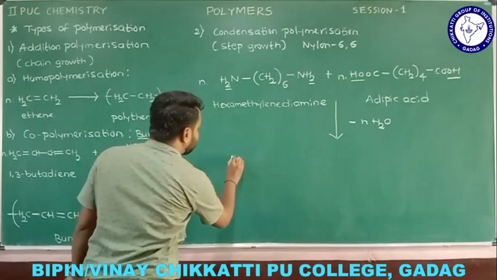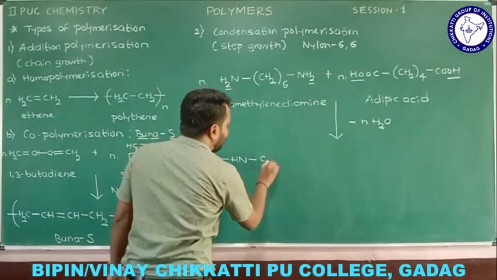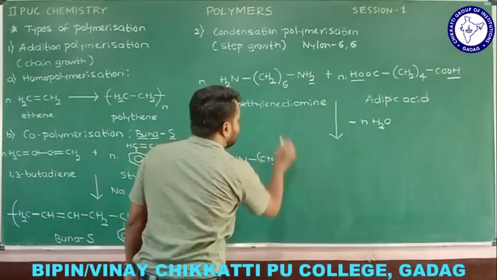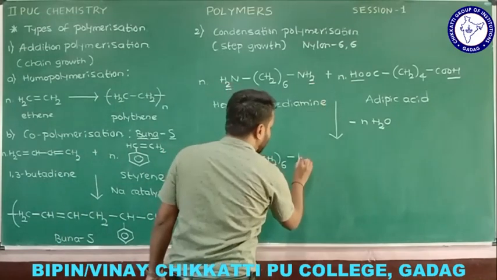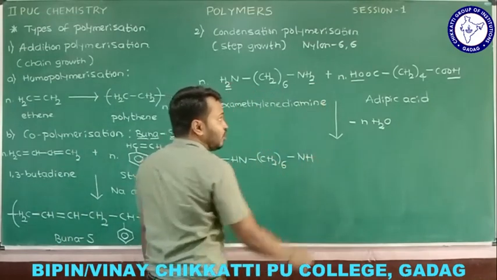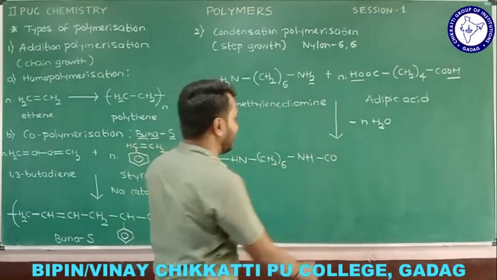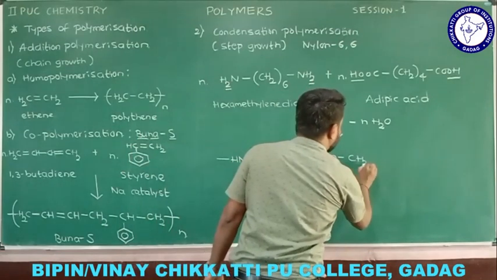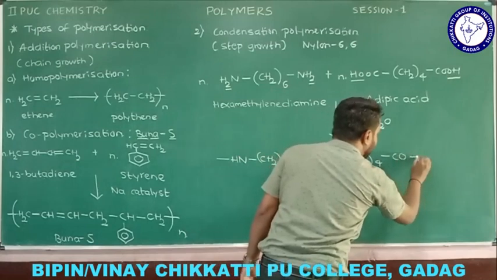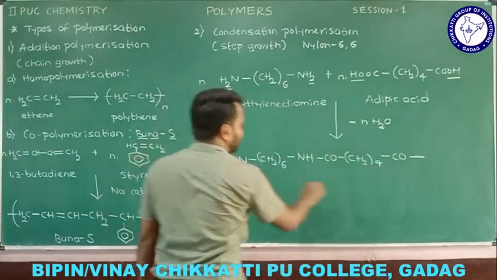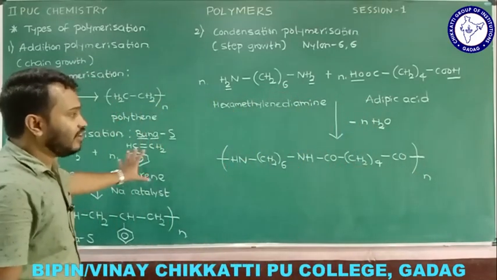So how are we going to write? NH, extend the bond, we have CH2 six times. Then on the bond, one H is removed, so I am going to write only NH. OH is removed, so I am going to write CO, or I can write OC, the same thing. And the bond, we again have CH2 four times, and at the last we have CO. And you are going to get this, and I am going to place brackets, and below I am going to write an n here, and check the valences of all these things.